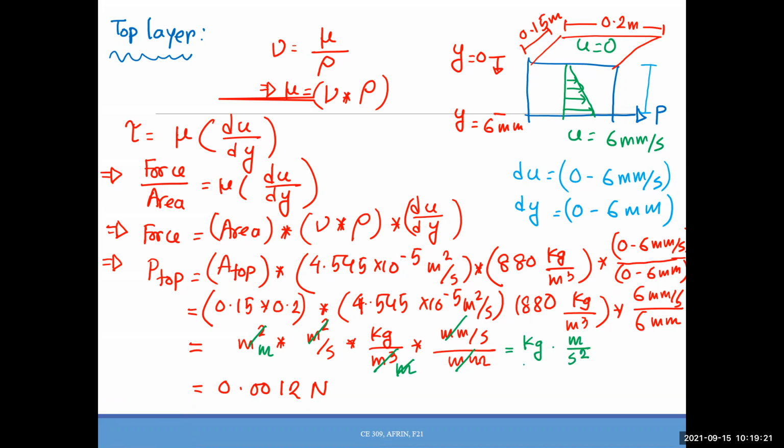So kg is the unit of what? Mass, and meter per second square is the unit of what? Acceleration, right? So basically mass times acceleration, or ma, which is what? Force, right? Force equals ma. So that's why we can use Newtons, and our unit calculation is correct. Now that is just the top part. We need to calculate the bottom part as well, right?